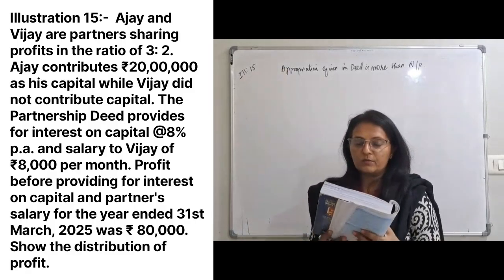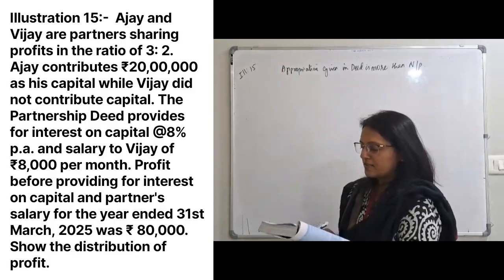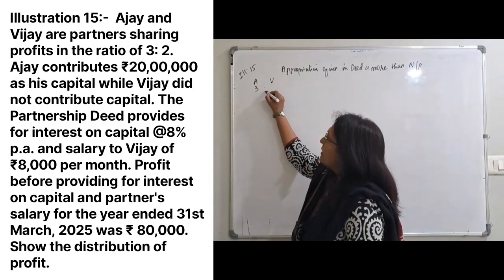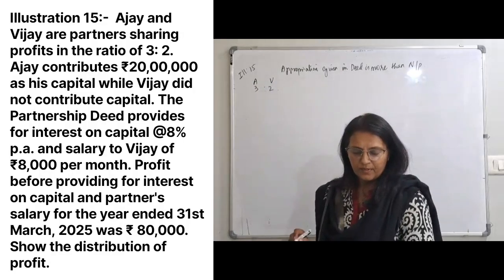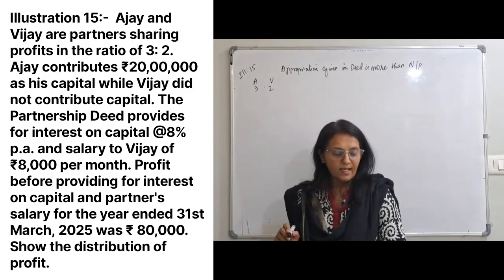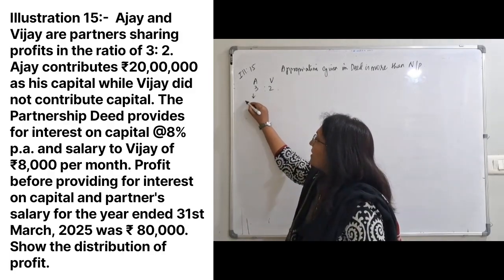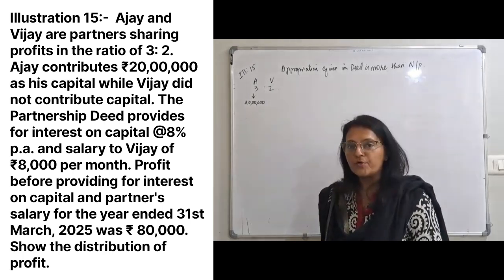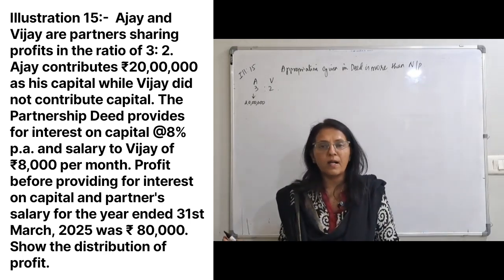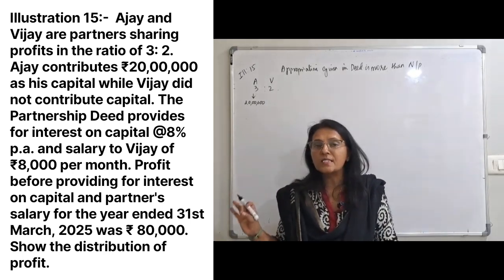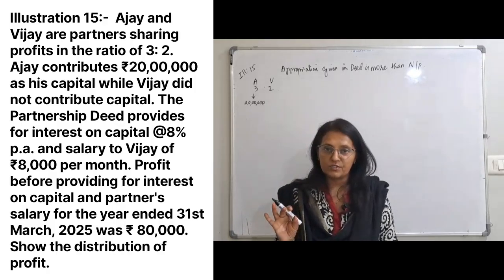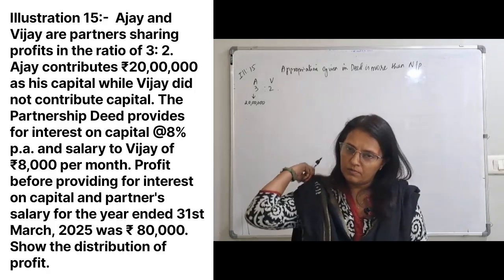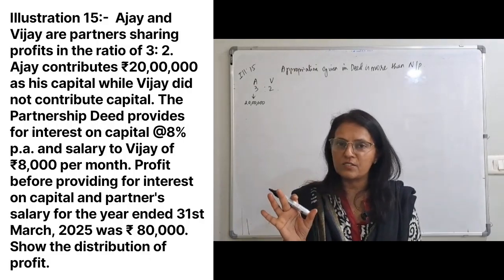I am going to read out this question. Ajay and Vijay are partners in the ratio of 3:2. Ajay और Vijay हैं, इनका ratio है 3:2. Ajay contributes 20 lakh as his capital. And Vijay did not contribute capital. It is okay if the partner does not contribute capital; still, he becomes a partner in the partnership firm. It is not compulsory that you have to put capital in the partnership firm.